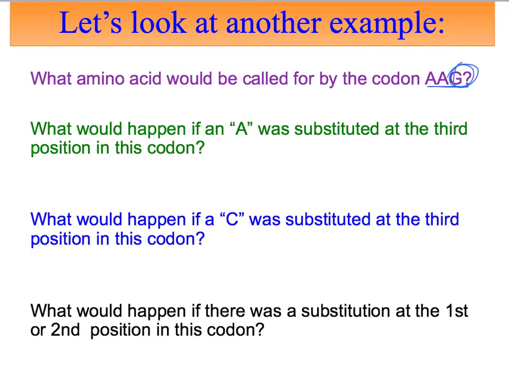What would happen if a C was substituted at the third position in this? So now instead of G, you have C. What would happen if there was a substitution at the first or second position in this codon? Okay, push pause, check page 303 in your book, and answer these questions.